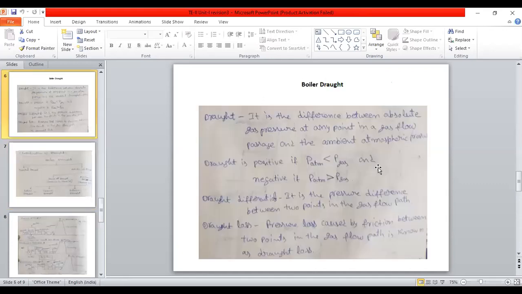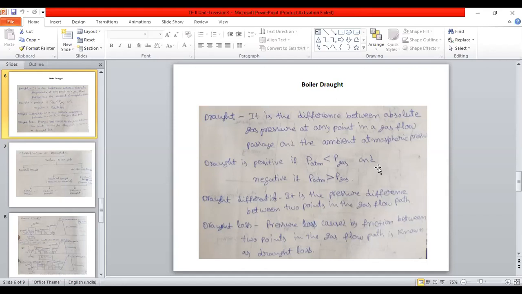Next one is the boiler draught. Actually, draught is defined as a small pressure difference causing flow of air and gases through the boiler. It is essential to supply a sufficient quantity of air to support combustion in boilers and to remove the products of combustion. It works on a simple thermodynamic principle, that is, a gas when heated expands in volume and decreases in density. In this condition, it is displaced by a more dense gas.